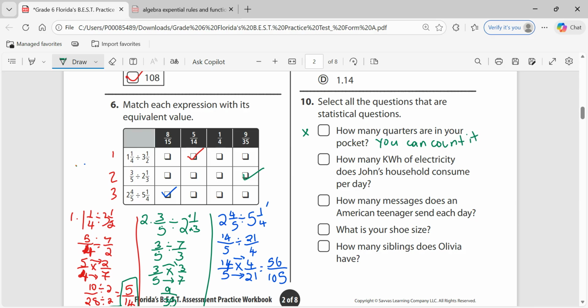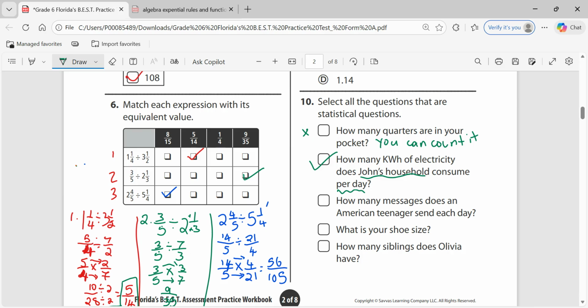How many kilowatts of electricity does John's household consume per day? So yes, it's talking about John's house, and he only has one house, but it's per day. Whatever he does on Monday might be different than Tuesday, Wednesday, Thursday, Friday, because he's working. He might consume more on Saturday because he's home. He might consume less on Sunday because he's at church. It depends. Each day is different. So because of that, that is a statistical question. It's his house, but it's every day.